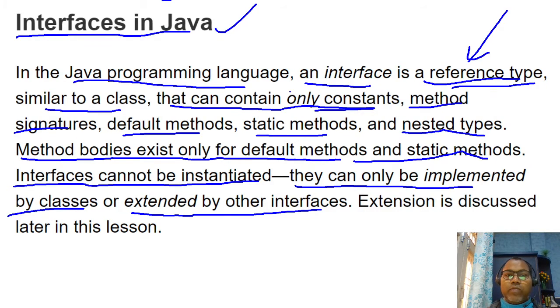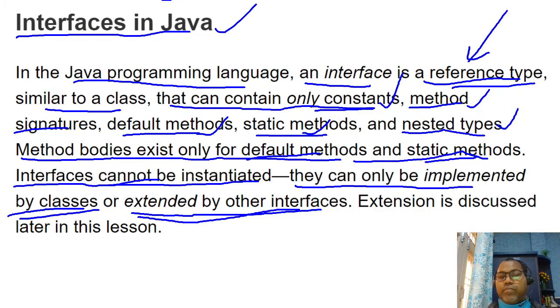So these are the basic rules. What is an interface in Java? An interface is a reference type that looks like a class. It contains constants, method signatures, default methods, static methods, or nested interfaces. In the case of default and static methods, you can define the body. An interface cannot be instantiated, meaning you cannot create an object of an interface. Any class can implement your interface, and any interface can extend another interface as well.